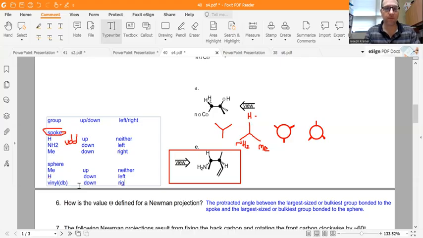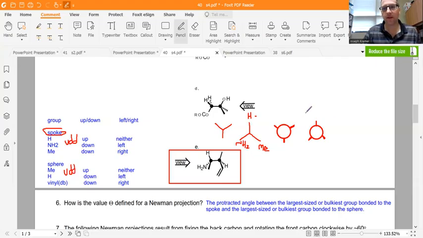So we have again up, down, down, UDD. Which sphere is best here? It's this one. Fill it in, please. Methyl is up. And we have the hydrogen down and to the left. And the vinyl, I can put VN here, down to the right.